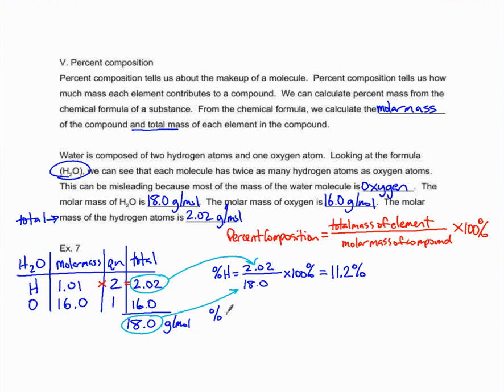We can do the same thing for the oxygen. The percent oxygen equals the total mass of oxygen, 16.0, divided by the total mass of the compound, or the molar mass, times 100 equals 88.8%. So this is one oxygen atom accounting for 88% of the mass of water. This is two hydrogen atoms accounting for only 11.2% of the mass.